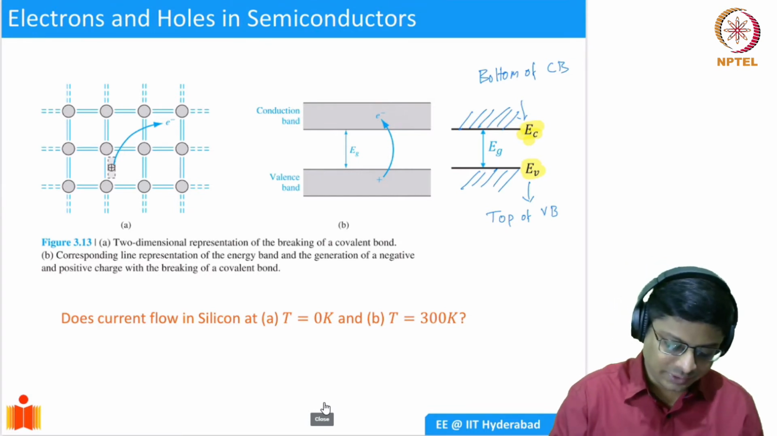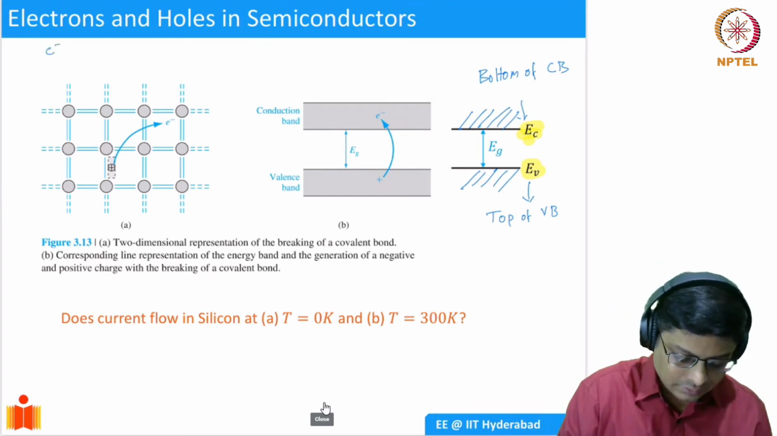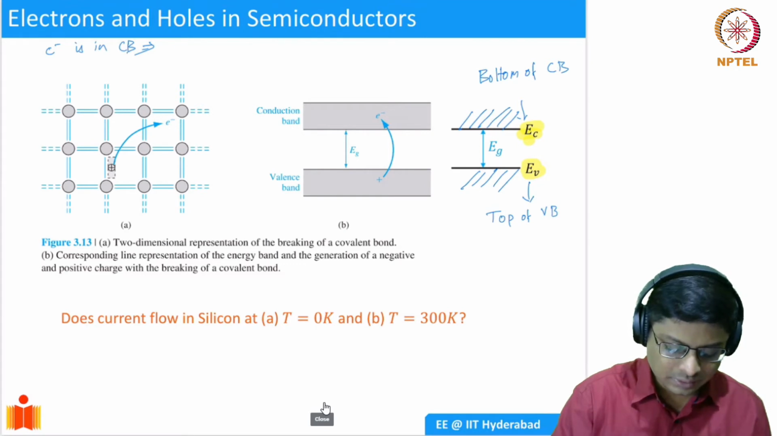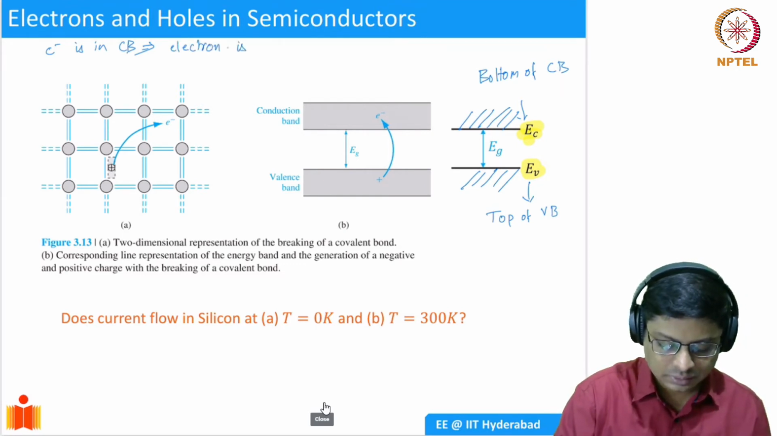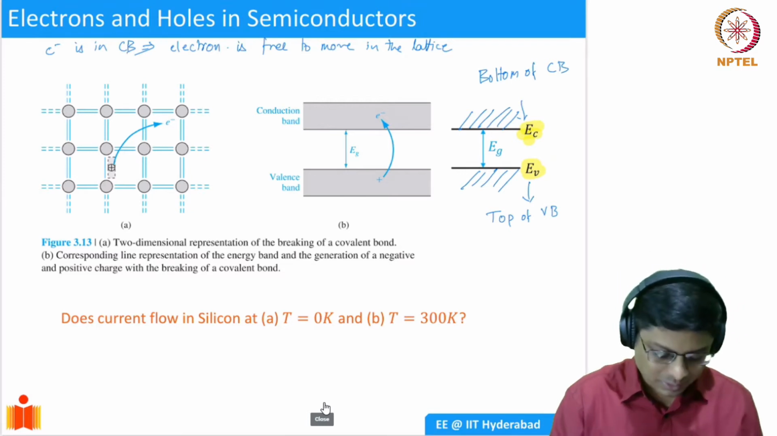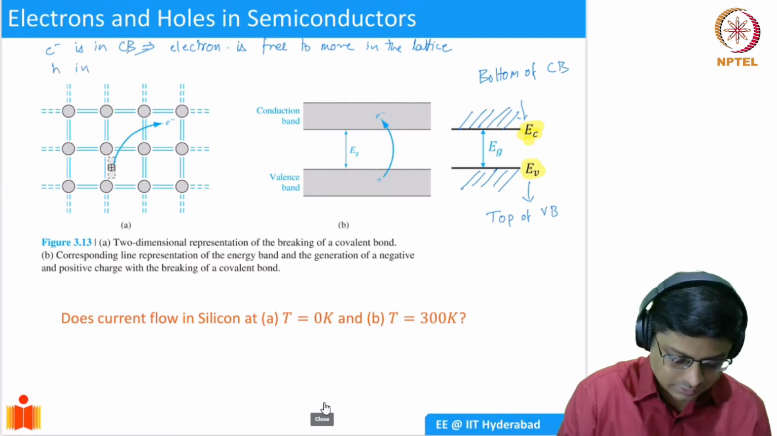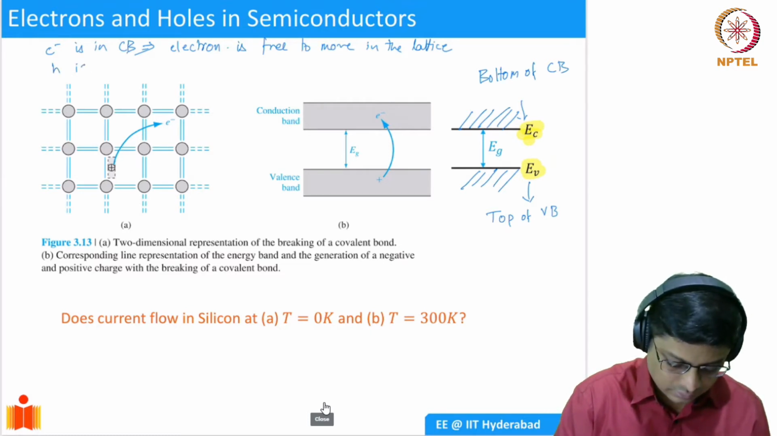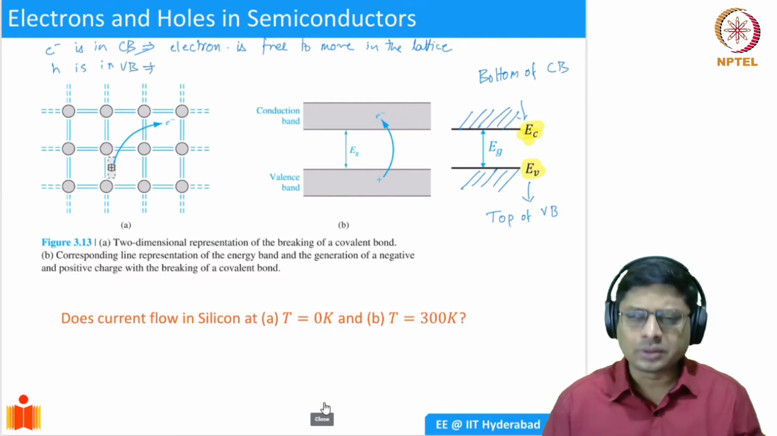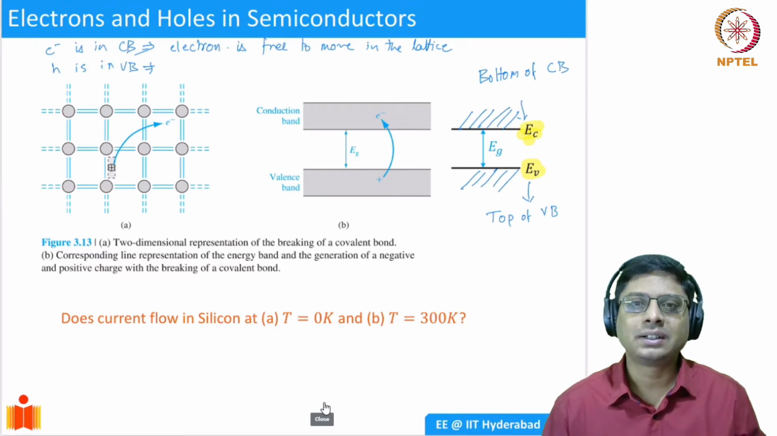One more time, what does it physically mean that an electron is in the conduction band? Physically, it means that the electron is free to move in the lattice. And what does it mean that an electron is in the valence band, or a hole is in the valence band? We will talk about it. Before we do that, can the semiconductor carry current?